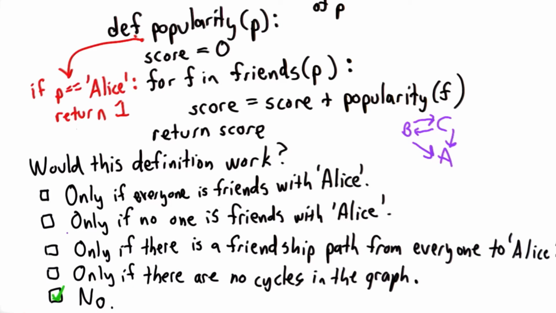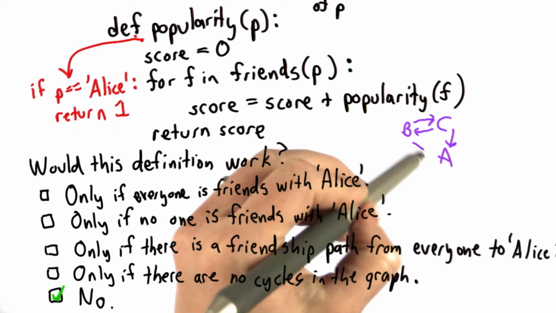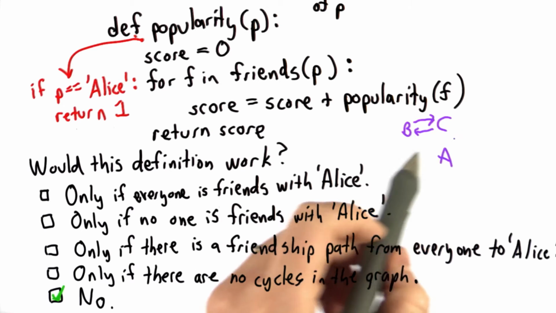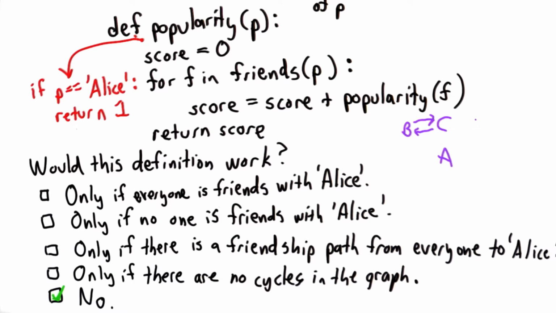The second choice, only if no one is friends with Alice. Well, if no one was friends with Alice, that would remove these links. Doesn't solve our problem. We're still not going to be able to give a popularity score for Bob and Charlie.